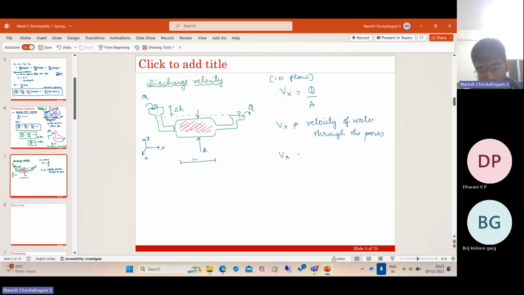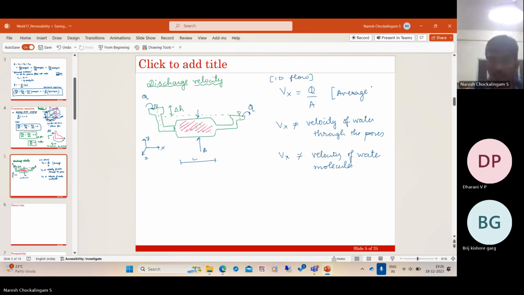And Vx is also not the velocity of water molecules. So it is neither of these. Vx is an average measure, just like how we have it in the open channel flow. You take the flow rate and divide by the area of cross section. That is the discharge velocity. And note that A is the total area, which includes area of the soil plus area of the voids.